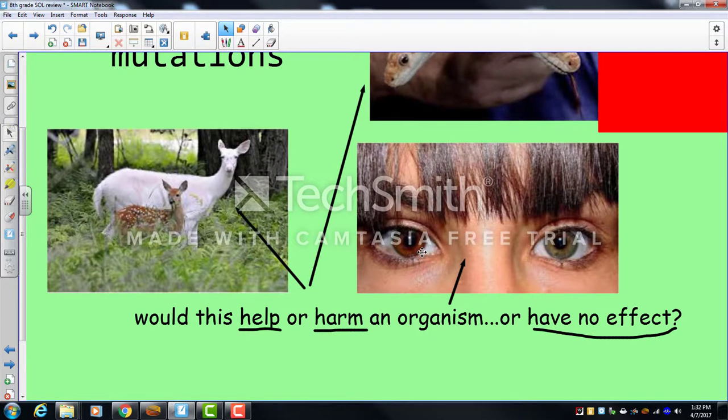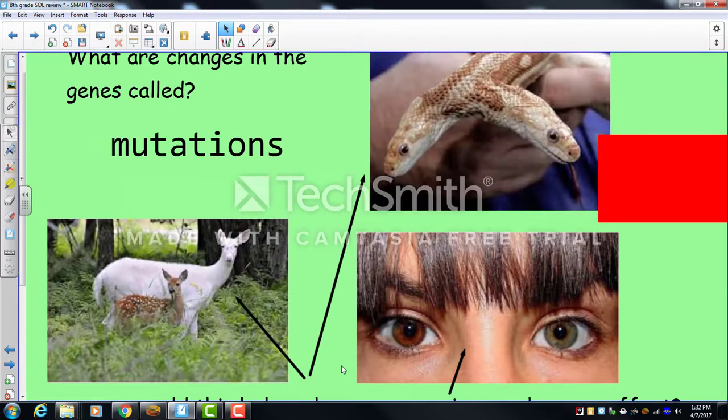Now this one right here, two different eye colors in humans. I don't know if you know anybody that has this, but it's unaffected. It doesn't affect their vision. I think it's kind of cool looking, so that tends to be a neutral mutation.